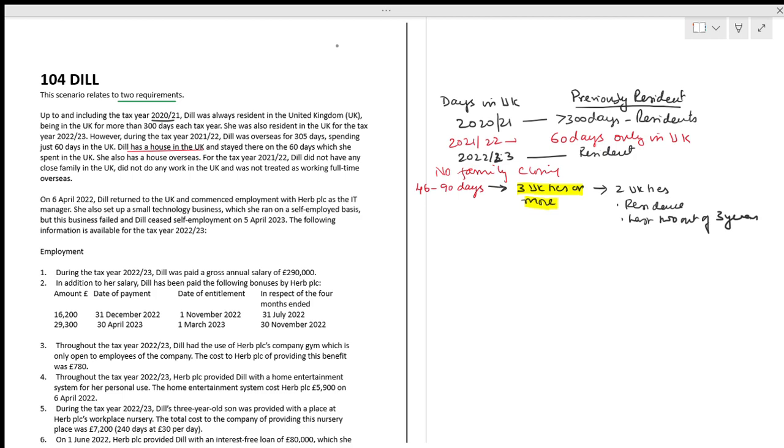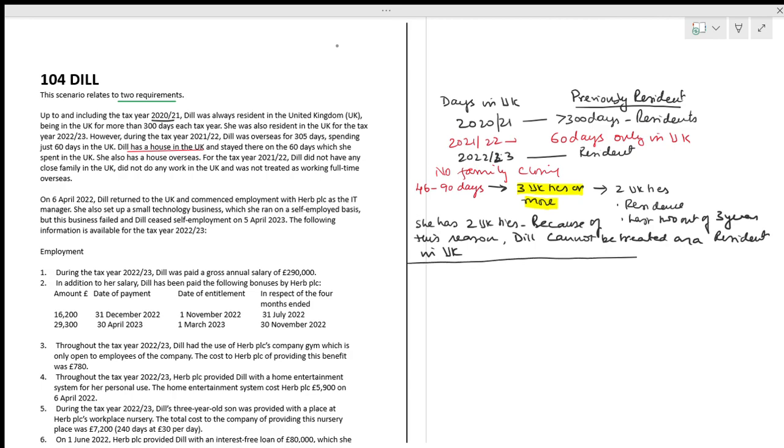She has 2 UK ties. Because of this reason, Dill cannot be treated as a resident in the UK. This is the one which you have to mention.